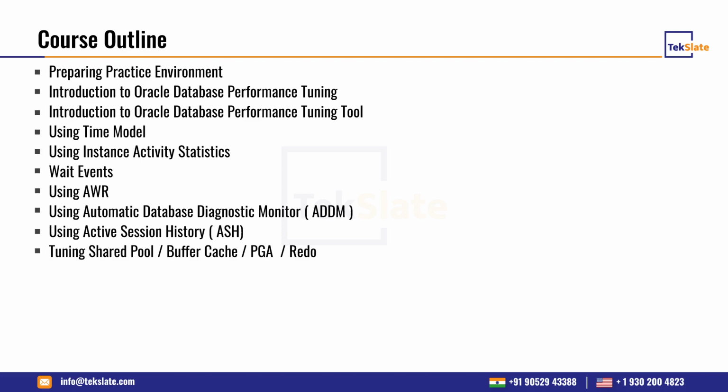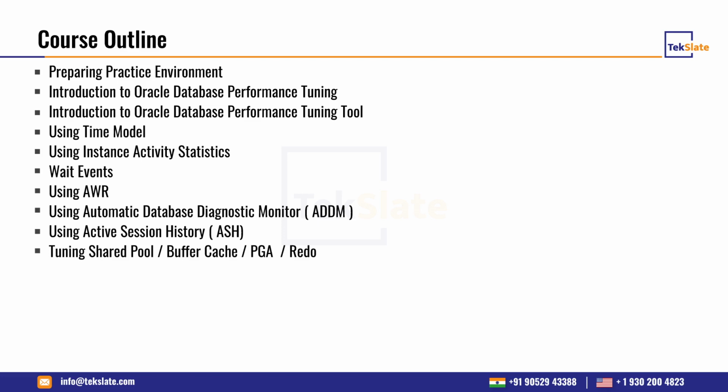Then what are the instance activity statistics? What is the instance level activity? What are the different types of wait events? We have scattered read, sequential read, control file wait events, right? Then log sync wait event. There are so many different types of wait events, and we are going to discuss those also.